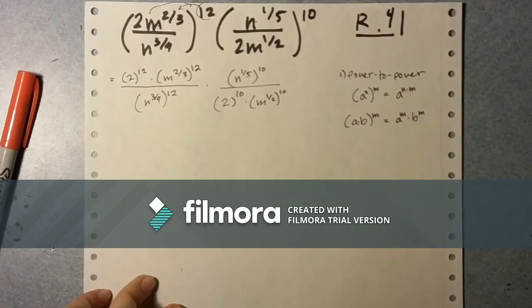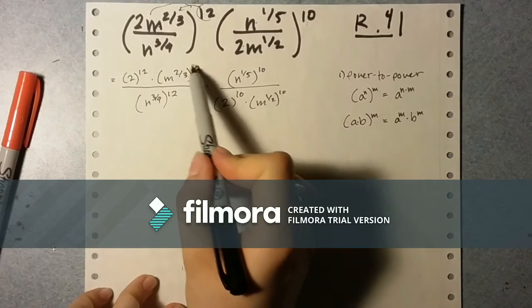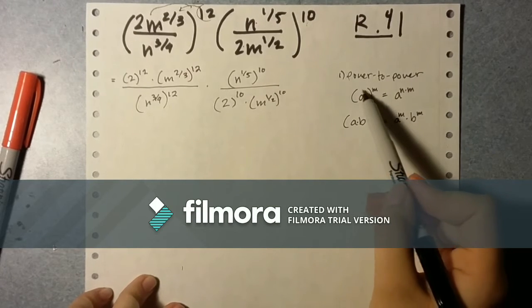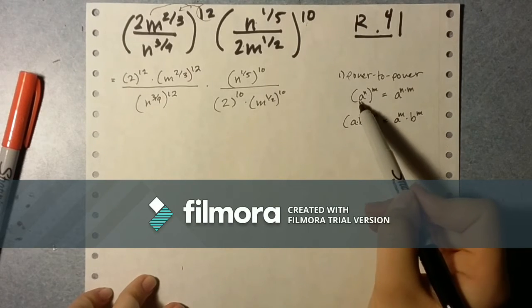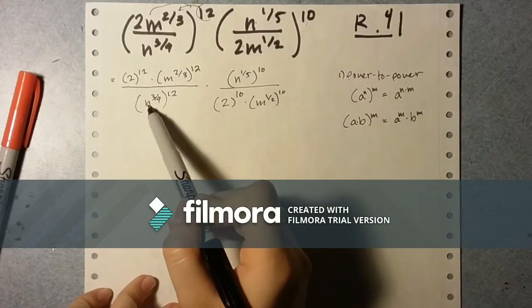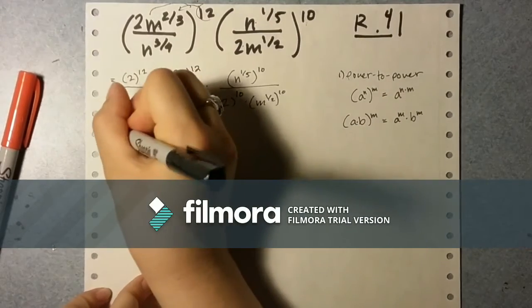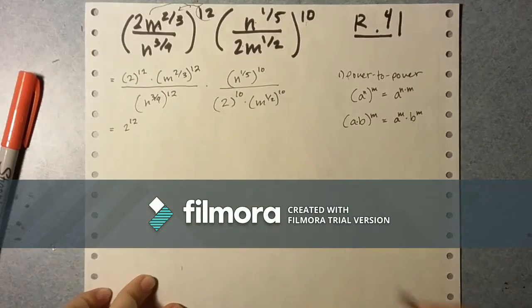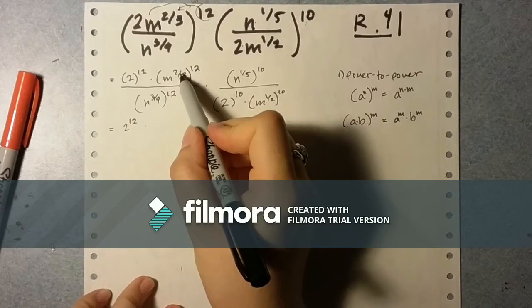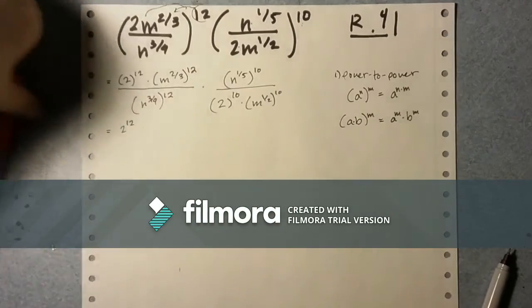Okay, so now, looking at all of these, we're going to try to do some simplification. If you notice, we have a lot of bases that look like our power to power rule. We have an exponent on a base inside of parentheses being raised to another power. That's happening here, here, here, and here. So let's do this rule. This is going to equal 2 to the 12th power. We don't need the parentheses anymore. And then m to the 2/3 to the 12th. Let's use this rule on the side.